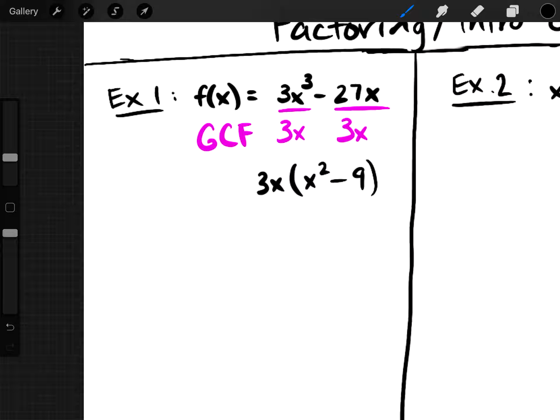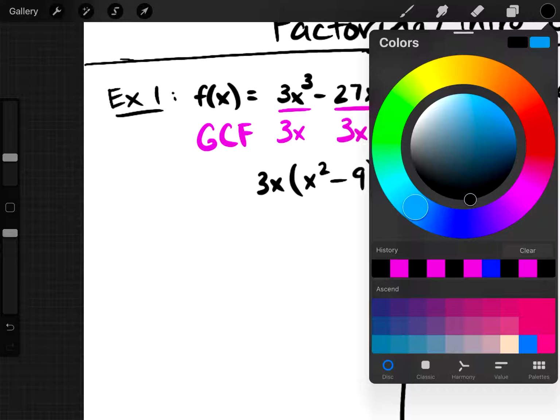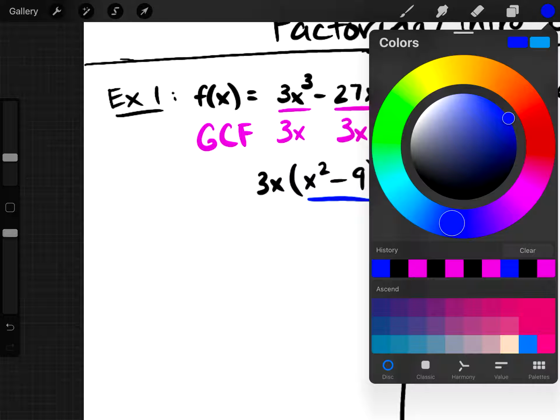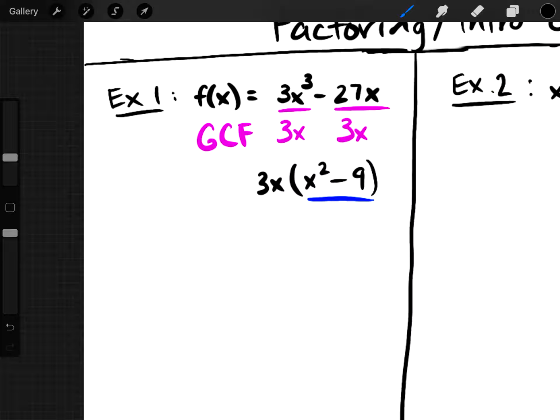We're left with 3x, and then x squared minus 9. But wait, there's more. You look, what do we have left in parentheses there? X squared minus 9. Now, if you remember back to what we did in that first day of review, x squared minus 9 is a binomial, it has two terms. Can we factor that? And the answer is yeah, we can. That's our difference of squares.